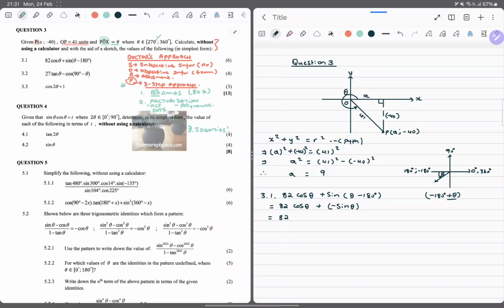We continue, 82 into, essentially we can use our diagram now. Cos is defined as adjacent, this is the 9, over hypotenuse, which is 41, minus into, right, sine is going to be the opposite, which is minus 40, divided by hypotenuse, which is 41. Okay, good stuff. Now in this case, guys, we were supposed to do this without using a calculator. I forgot to read the entire statement with the aid of a sketch, and our answers must be in the simplest form.